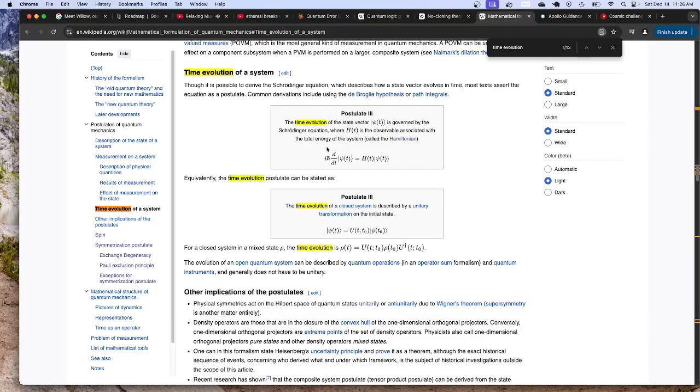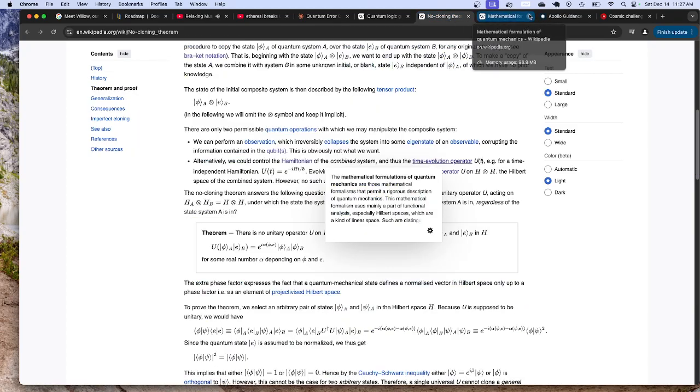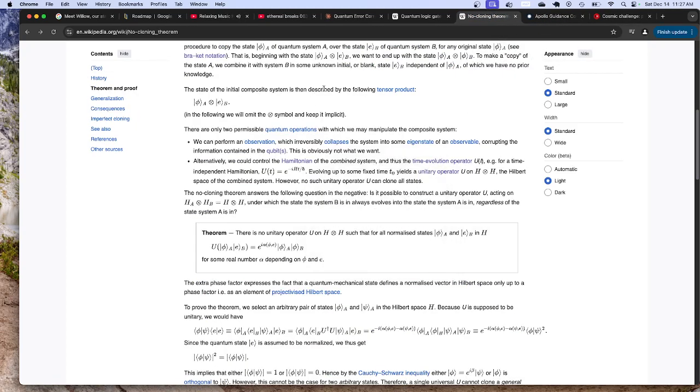Equivalently, the time evolution postulate can be stated as: the time evolution of a closed system is described by a unitary transformation on the initial state. So the initial state is represented as this, v at t0, and then the time, okay, and then we get the state at t. Okay, this makes sense, right? This is the initial state, this is the operation, this is the resulting state. That's the time evolution operator for a time-independent Hamiltonian.